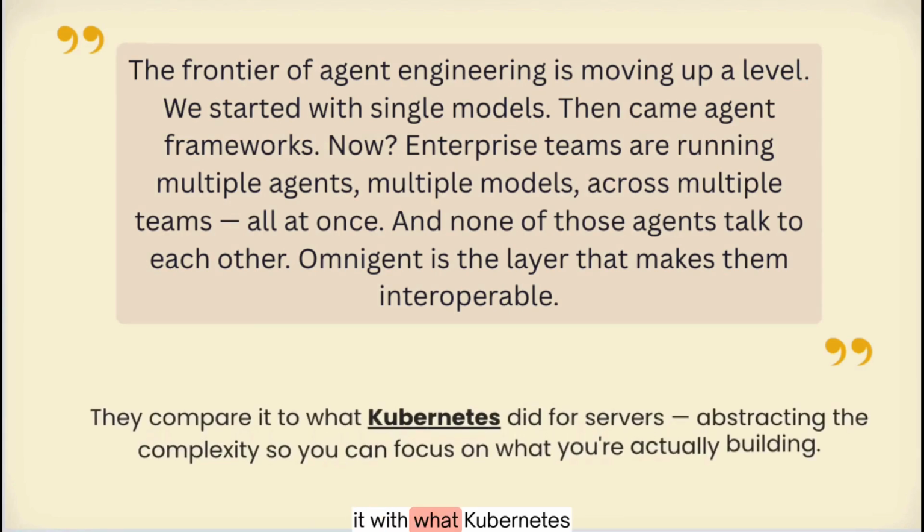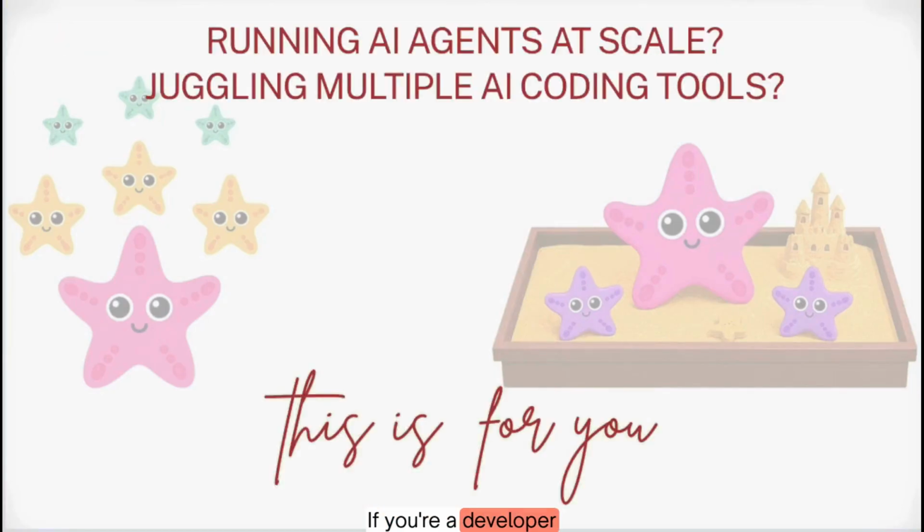They compare it with what Kubernetes did for servers, abstracting the complexity so you can focus on what you're actually building. If you're a developer juggling multiple AI coding tools, this is for you. And even if you are an enterprise running AI agents at scale, this is especially for you. Omnigent is available right now as an open source alpha, and a managed beta is live on the Databricks platform for enterprise users.